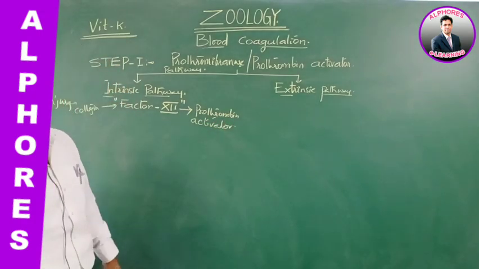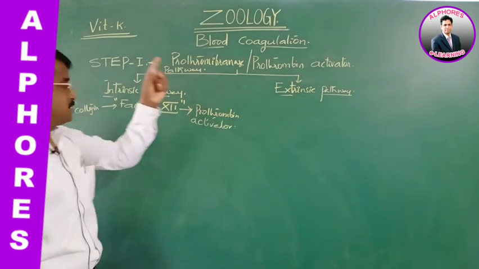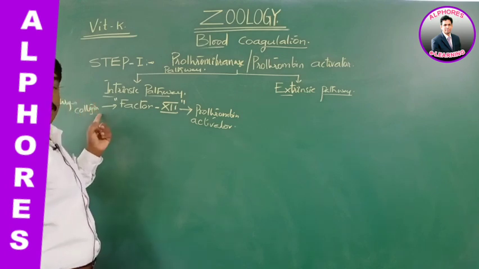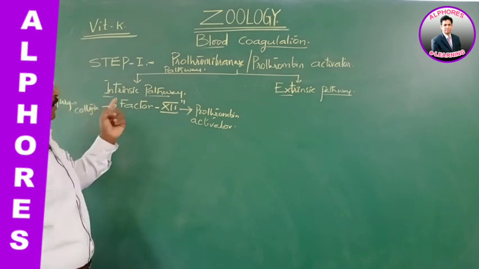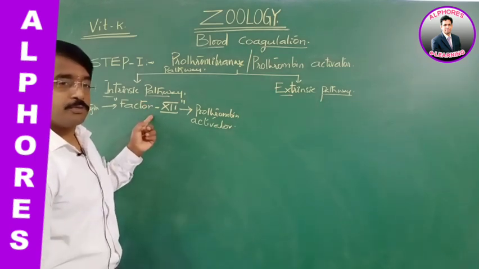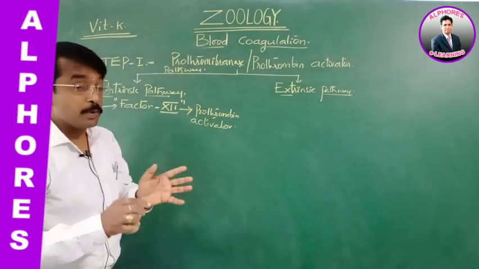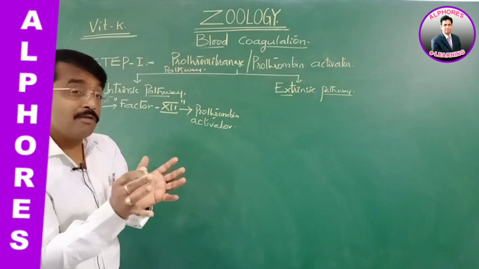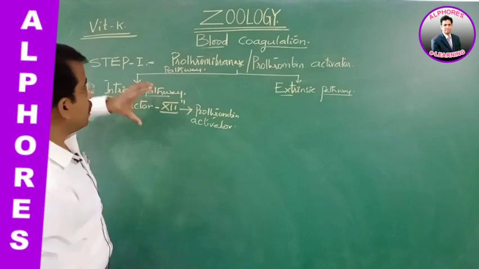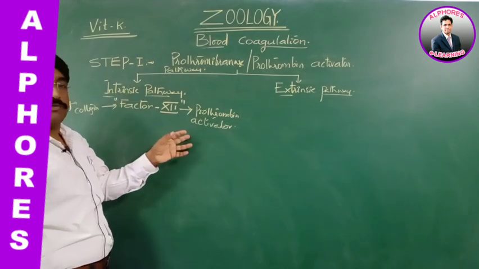So the intrinsic pathway is nothing but the injury to the blood vessels. When there is an injury to the blood vessels, collagen fibers are exposed to the blood. This activates factor 12, which is Hageman factor, and that activates the prothrombin activator. So prothrombinase synthesis also involves a series of events influencing one another. This is how factor 12 influences the prothrombin activator.